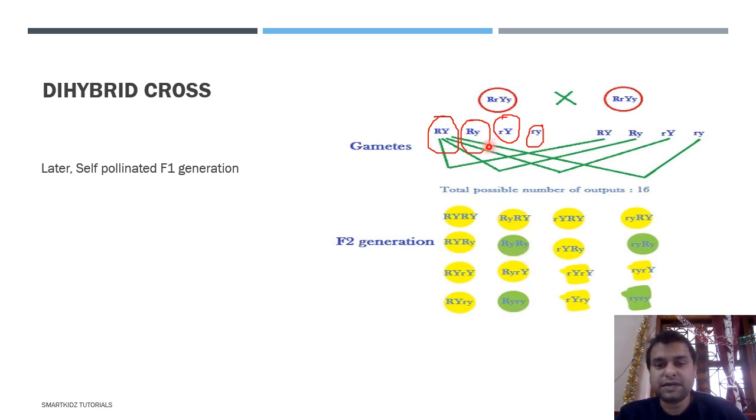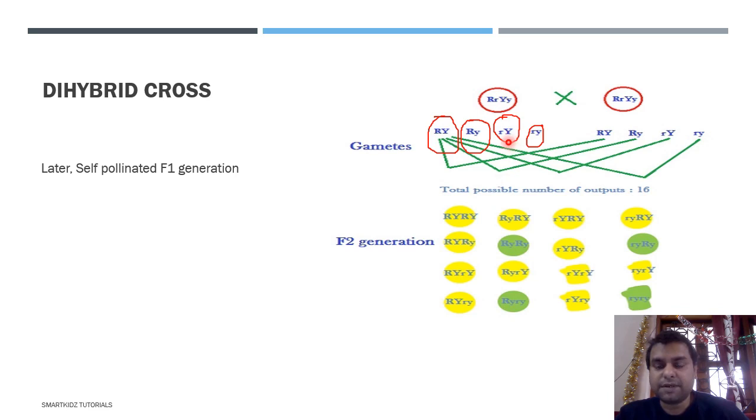In the last case, with the capital R, capital Y combining with small r and small y, we get round but green seeds, because once again we have two small y's over here, which means the color becomes green, but the seed shape continues to remain round because of this capital R.